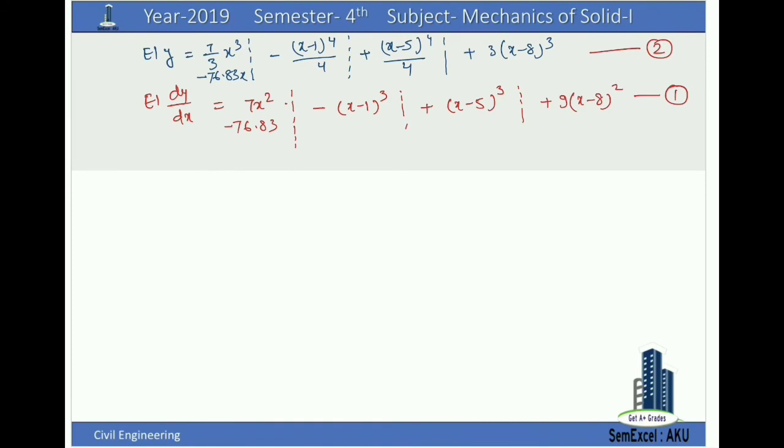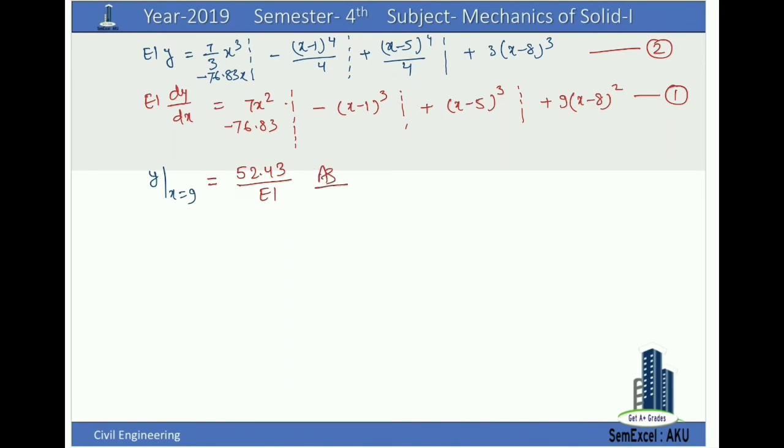First question, we are being asked to calculate the deflection at the end of the overhang portion. So y at x is equal to 9 is equal to, if we put all the values then we will get 52.43 divided by EI. This is the answer.